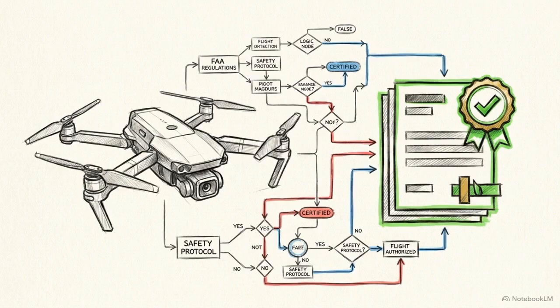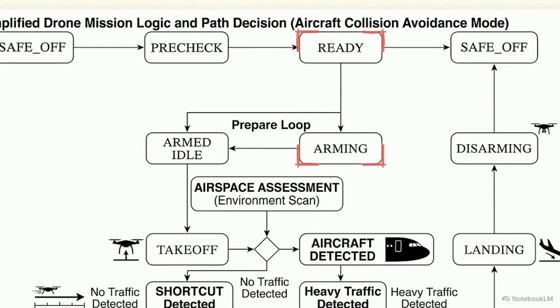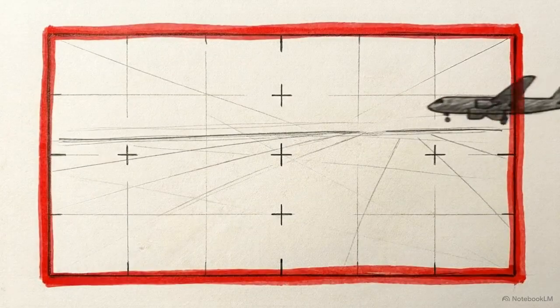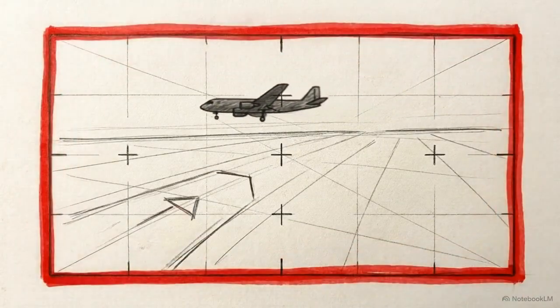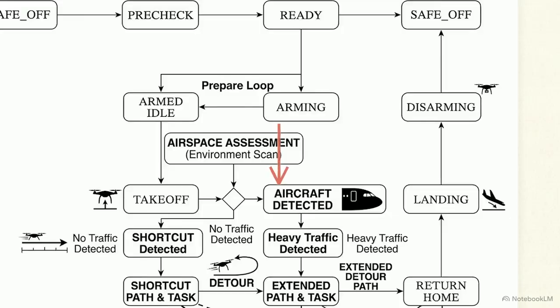This is a highly restrictive, compliance-first system. This flowchart shows the simplified mission logic. Following the top row, the drone goes through its standard pre-check, moves to ready, and enters the arming sequence for a normal flight. But the critical divergence point happens right here. The moment the environment scan registers a manned aircraft in the vicinity, the normal mission ends. The algorithm issues an immediate, non-negotiable response. It bypasses all other logic, forces an automated landing, and triggers a complete disarm.